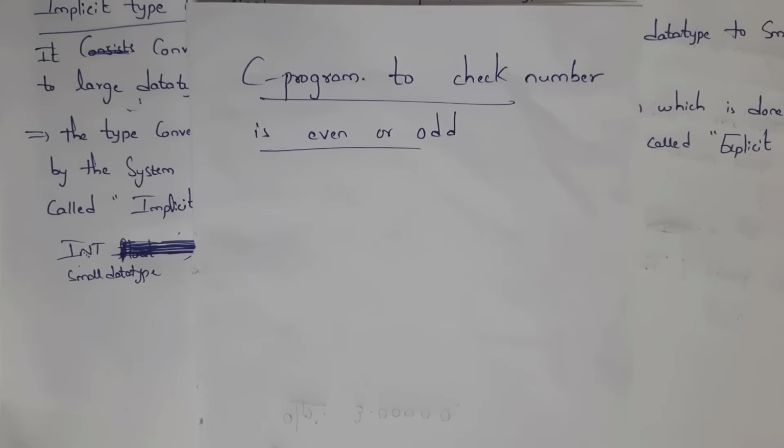Next I will explain a C program to check whether a number is even or odd. Before that you need to know what is an even number and what is an odd number. For example, if we divide any number by 2 and if we get remainder as 0, then we call it an even number, else we call it an odd number. I will give one example.